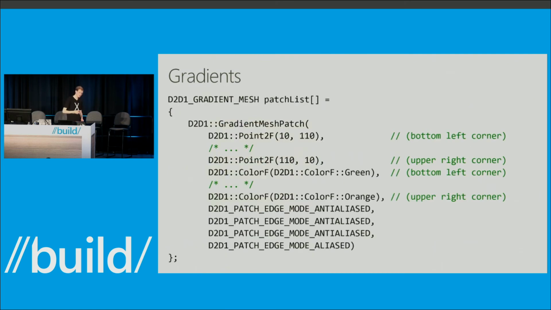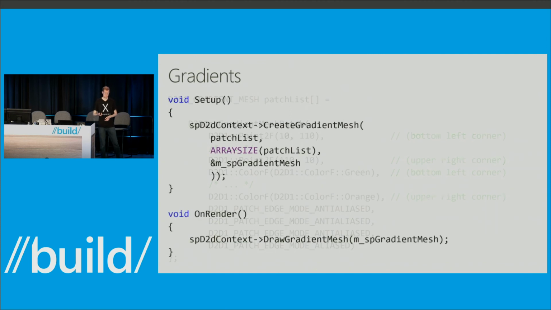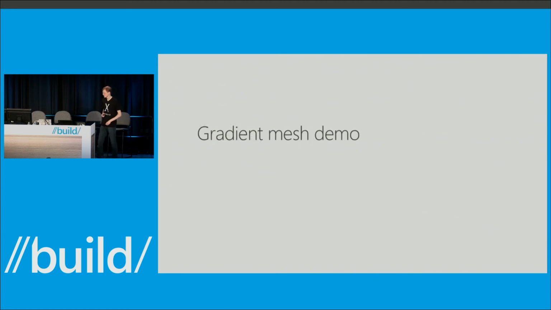In terms of code, you first specify your control points, and you specify your colors, and then you also have a little bit of metadata specifying how you want things anti-aliased. You pass that to create gradient mesh, which creates a resource, and then you just draw that gradient mesh. Let's take a look.